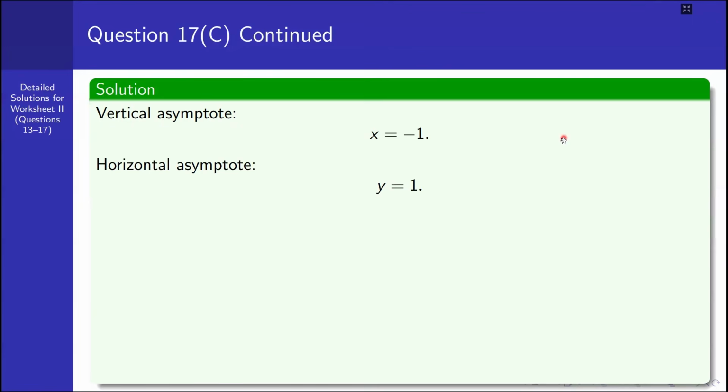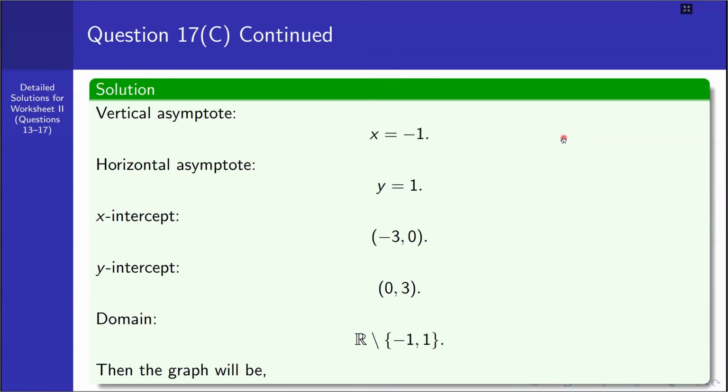ኦብሊክ አሲምፕቶት የለውም፣ ምክንያቱም የላይኛው ዲግሪ ከታችኛው በአንድ ስለማይበልጥ እኩል ስለሆኑ ኦብሊክ አሲምፕቶት የለውም። The intercepts could be the zeros of the rational function, that is minus 3, so (-3, 0) could be the x-intercept, and the y-intercept could be found if we let x be 0; (0, 3) will be its y-intercept. So the domain could be the set of real numbers without minus 1 and 1.